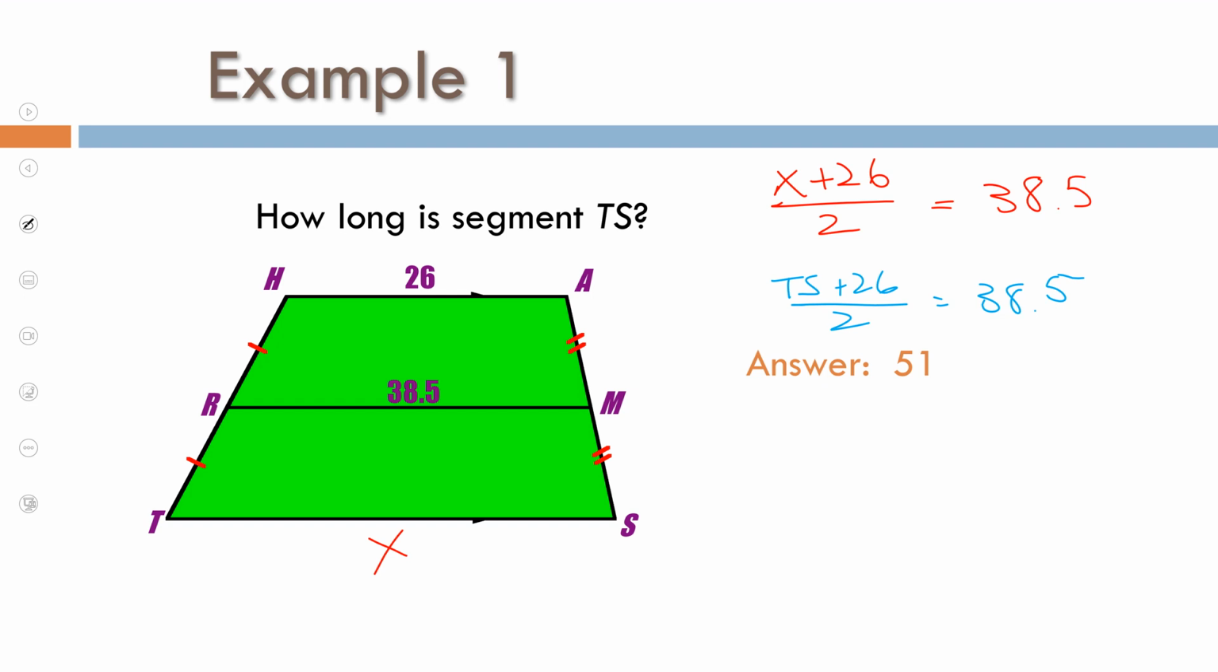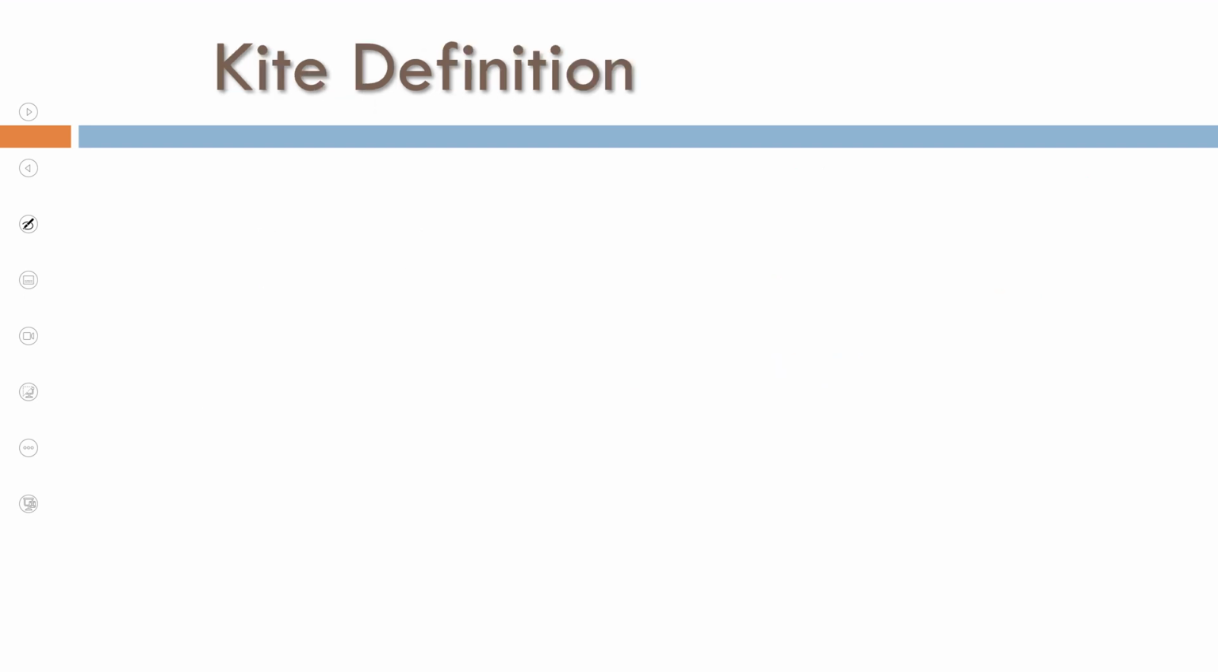Explain. So the distance from HA to RM is the same as it would be from RM to TS. You're saying those two distances are the same? Yeah, because it's the midpoints of AMS and HRT, and if it's the midpoint and they're both congruent to each other, then that's the same. So you found this distance and I just added it to 38.5. That works. Yeah, solve the same problem. Okay, good.